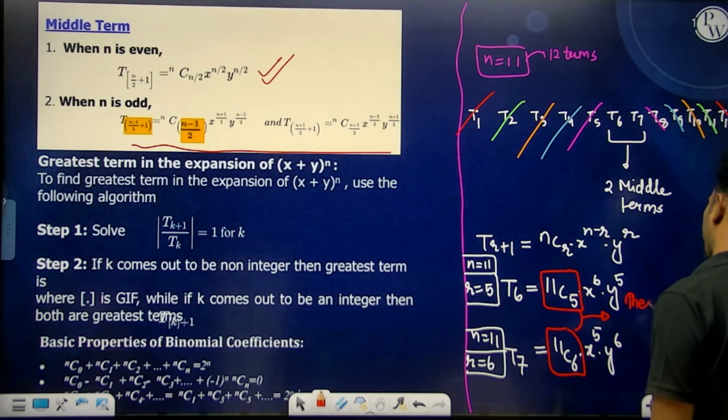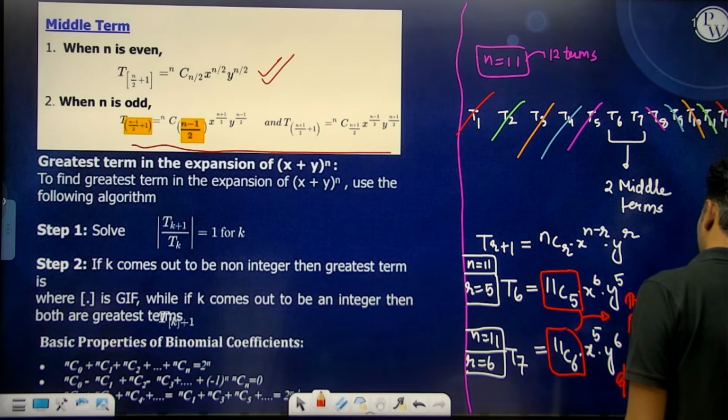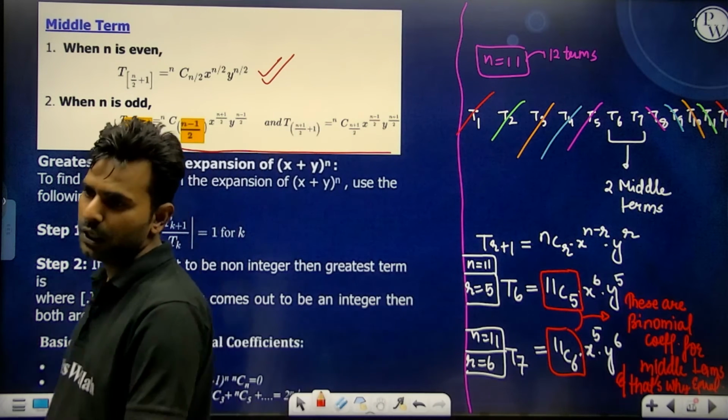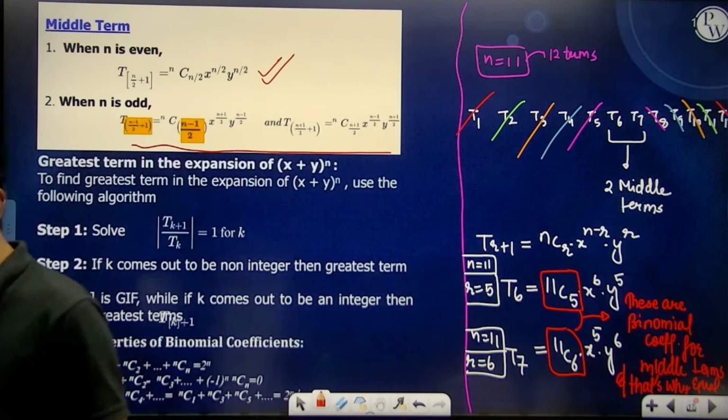These are binomial coefficients for middle terms, and that's why they are equal. You can also feel it through the property nCR equal to nC(n minus R), that these two things are equal. So you must remember this as well. I hope you guys are clear with this, everyone.